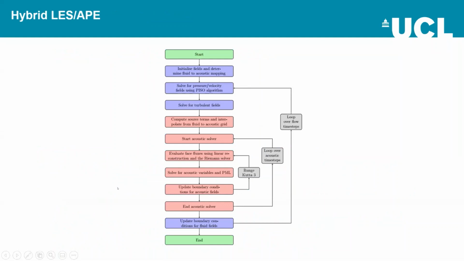So a brief overview of how this has been implemented within OpenFOAM. We have the PISO algorithm first, where we solve for the turbulent fields and the pressure and velocity. We then compute the source terms and map them onto our acoustic domain. We then run the acoustic solver, solving for the acoustic variables. And generally, due to the speed of the acoustic problem, we have to solve the acoustic problem for more time steps than the fluid solver. And then we run back through. So we cycle this back round using these multiple loops. And both of these problems are solved simultaneously.